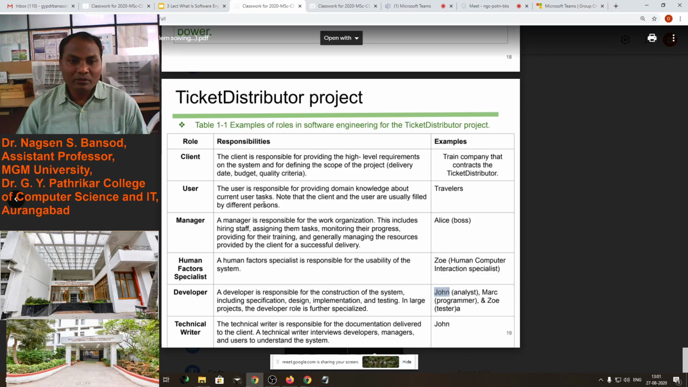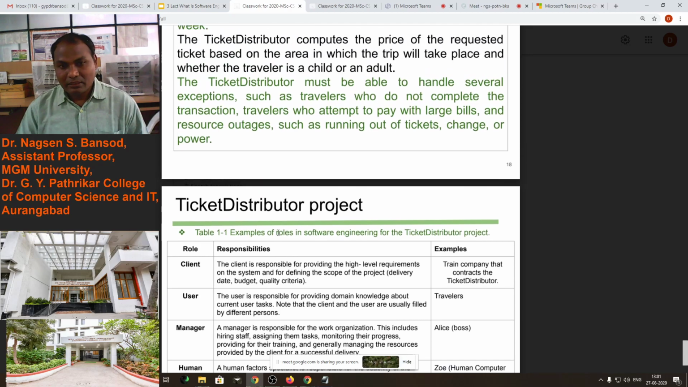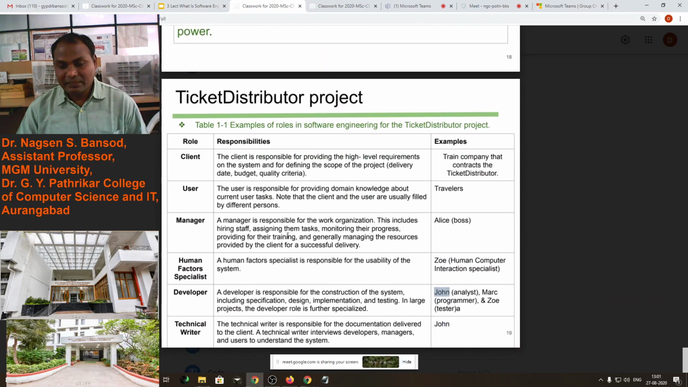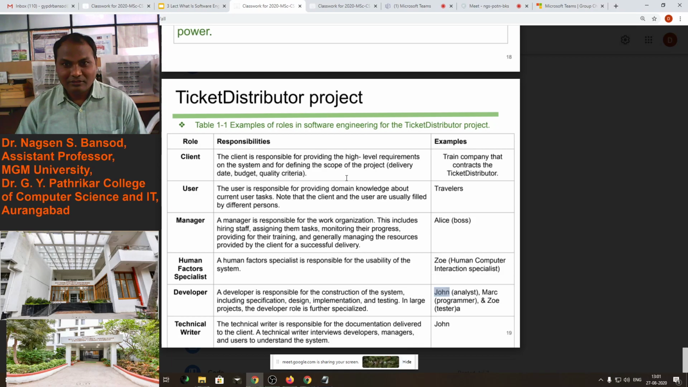Okay. If you have any doubt with this table, you can ask me a question. Another thing we will discuss in the next lecture. Do you have any question, Ashwini? No, sir. Swati, Sonuni? No, sir. Okay.